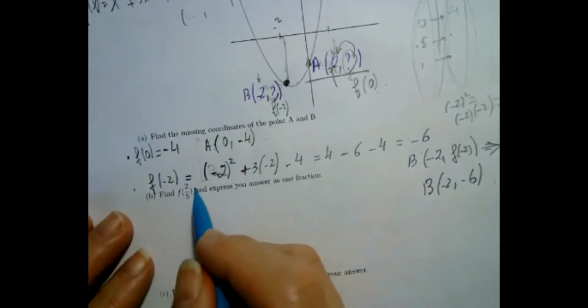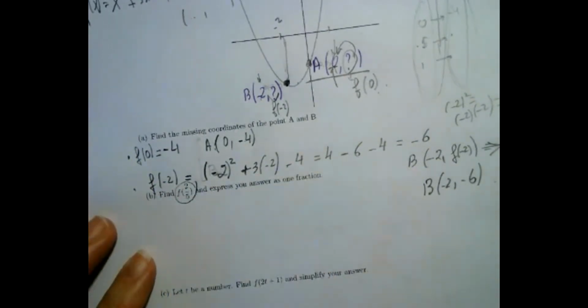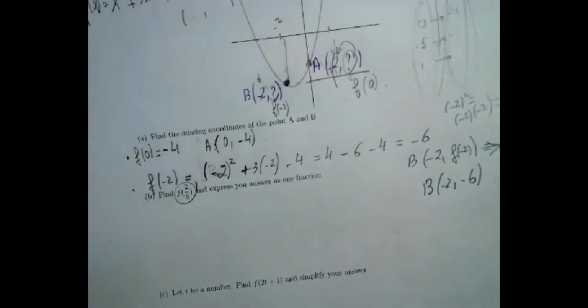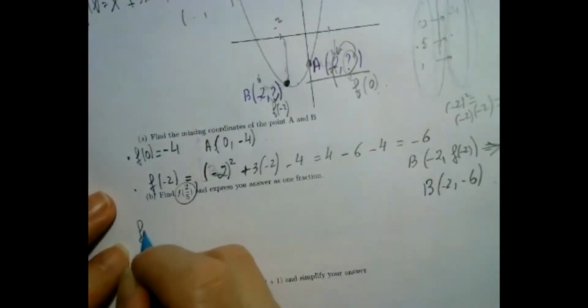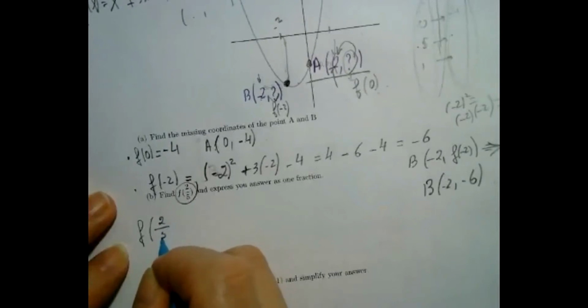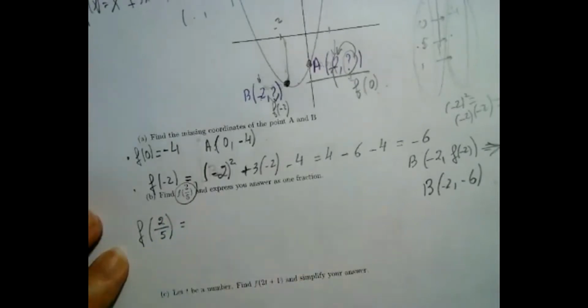Okay, now B, C, and D. F of 2/5. Now it's just practicing. What's F of 2/5? Okay, what am I supposed to do? Matthew? If I want to compute F of 2/5, so 2/5 should be somewhere in here. What's F of 2/5? What would you do?